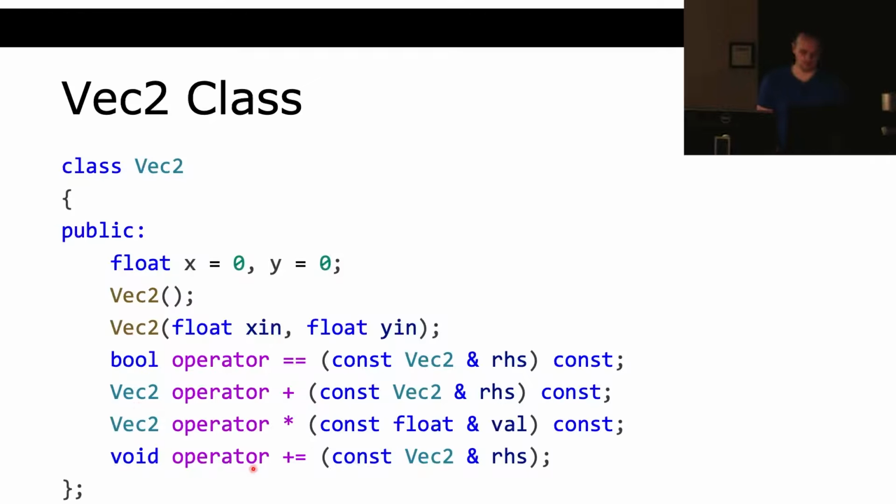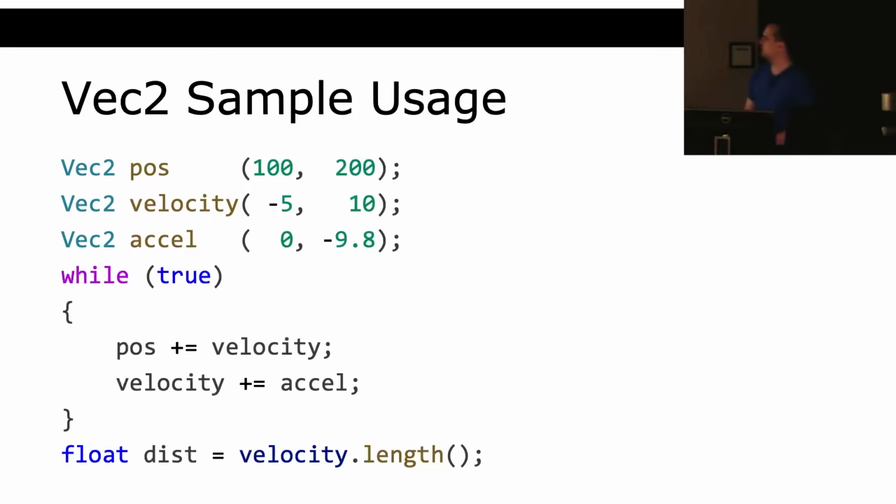Maybe multiply two of them together or add something to this vector. And then how would that actually look in practice in terms of usage? Well, now I can do cool things like this, where I say the position, I'm going to set that up as 100, 200 with the constructor. I'll have a velocity and acceleration, and then maybe some simple loop like this just to show you how it works. I'm going to add the velocity to the position, and I'm going to add the acceleration to the velocity.